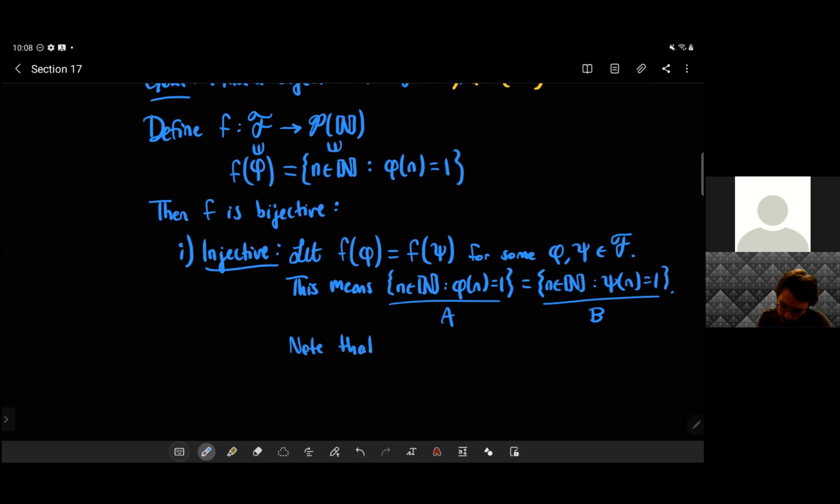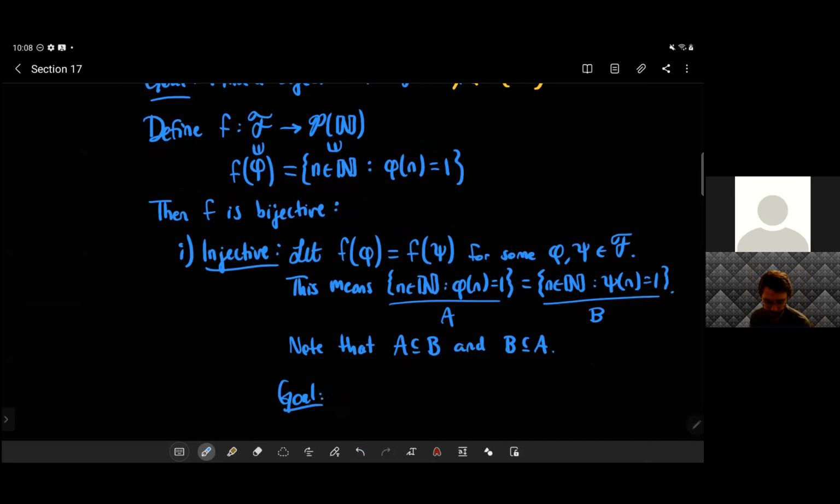Okay, we know A and B are equal, so we'll note that A is a subset of B and B is a subset of A. That's our definition of set equality. We'll see how to use that in a second. So what do I want to do? Let's write a note to ourselves.